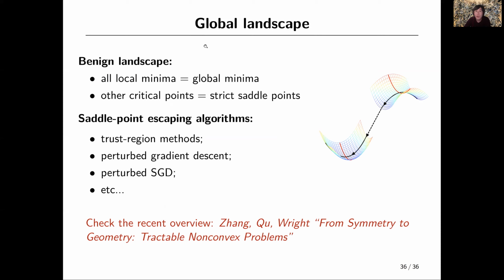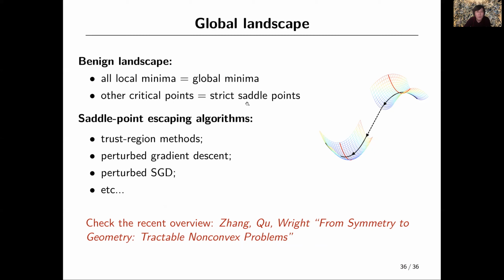So often in this global landscape type of approach, there is a separation between the analysis of the optimization geometry, which is typically problem dependent, where for a given problem you are going to try to certify two types of properties. The first property is that all local minima are also global minima. The second property is that the rest of the critical points are strict saddle points.